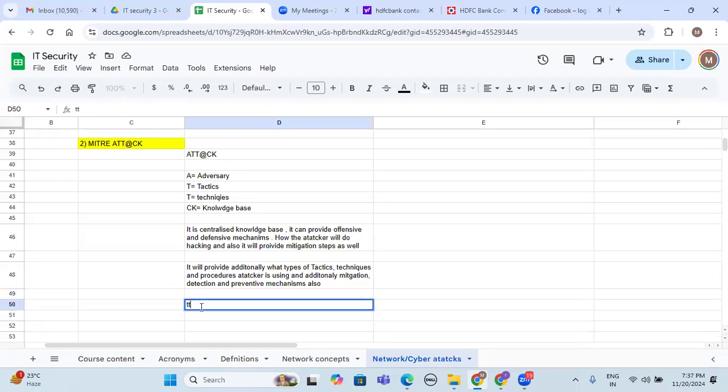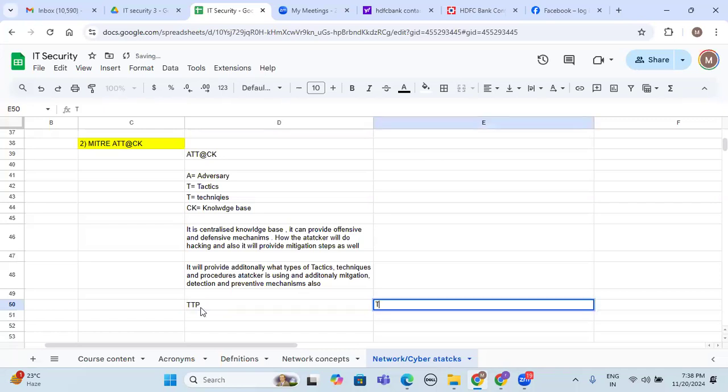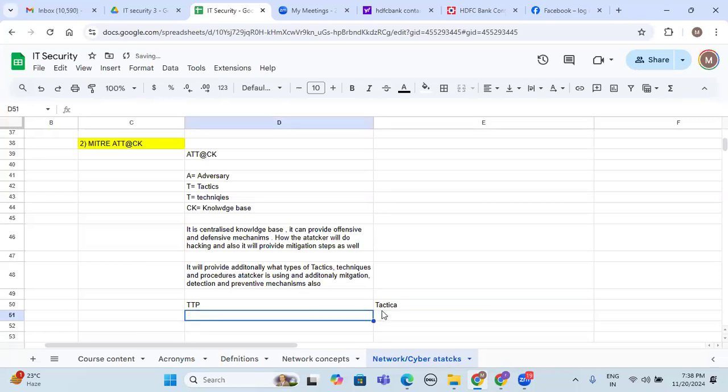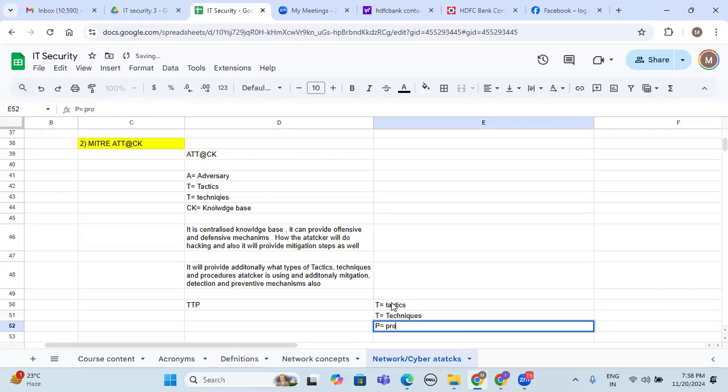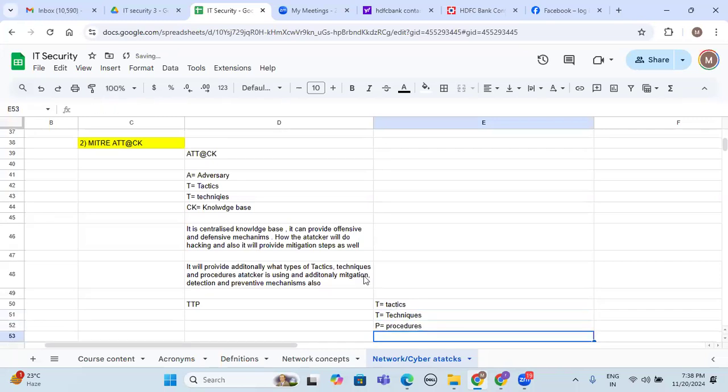So TTP: tactics, another T, techniques, P is procedures, is called as Mitre attack framework.